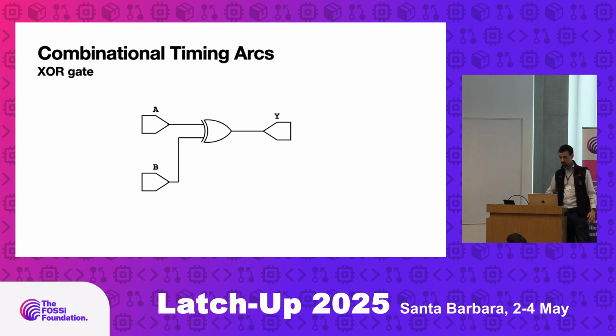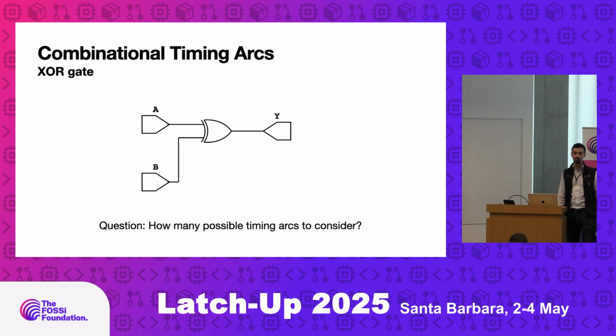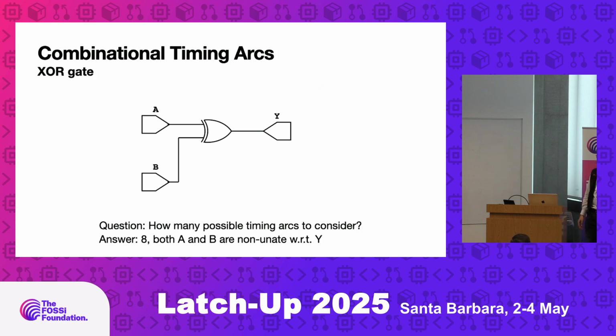So my question would be, for an XOR gate, how many possible timing arcs do we have to consider? Maybe show with a hand, or 2 hands. How many? I'm seeing 8 back there. Yes, the answer is actually 8. For an XOR gate, both A and B are non-unate with respect to Y, which means it depends on both signals. A rise transition on A can lead to either a rise or a fall on Y. Great, so that's combinational timing arcs.